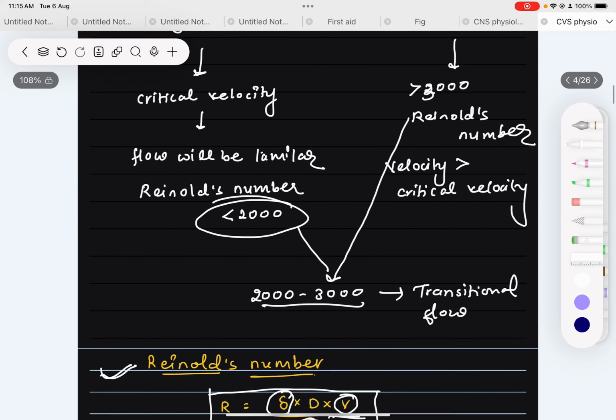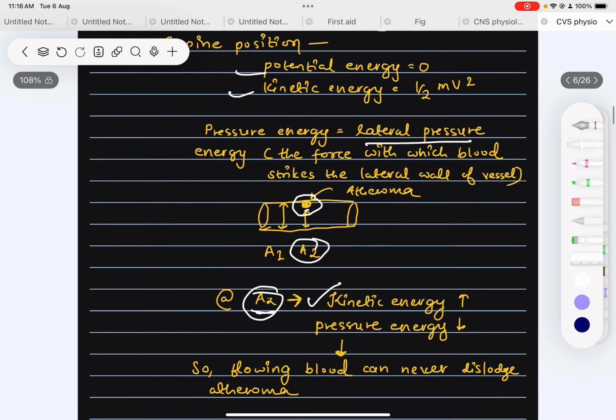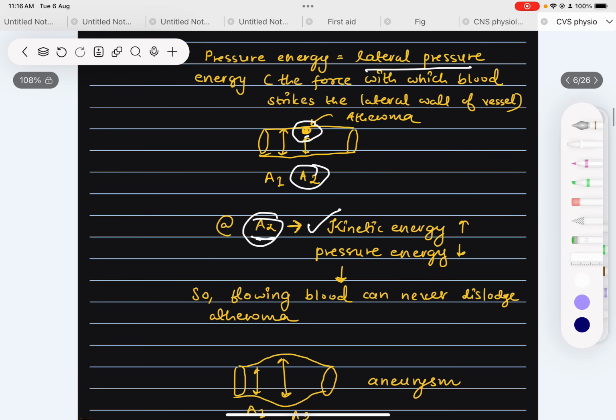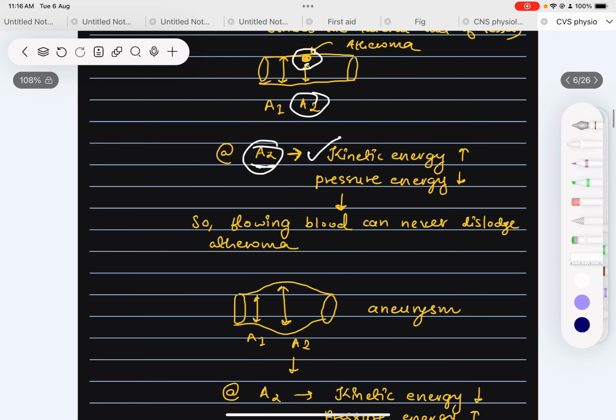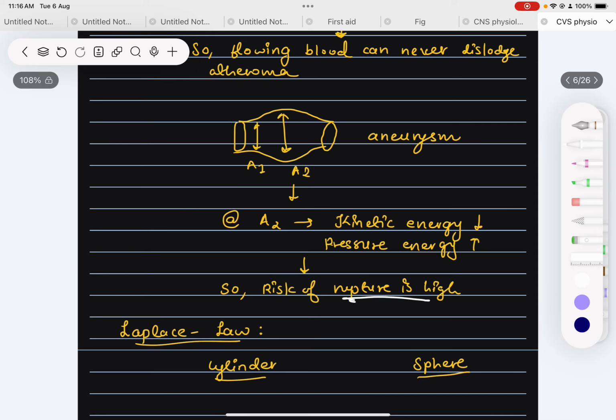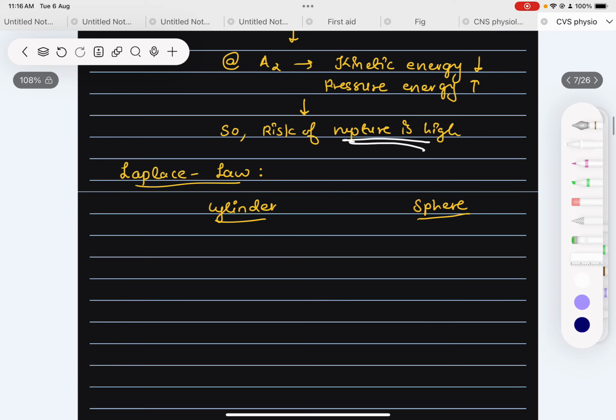So as you can see here, in this the pressure energy will be less. That's why flowing blood can never dislodge the atheroma. Now what will happen in the aneurysm? Totally different. Here the kinetic energy will be less but the pressure energy will be more. That's why the risk of rupture is very high.